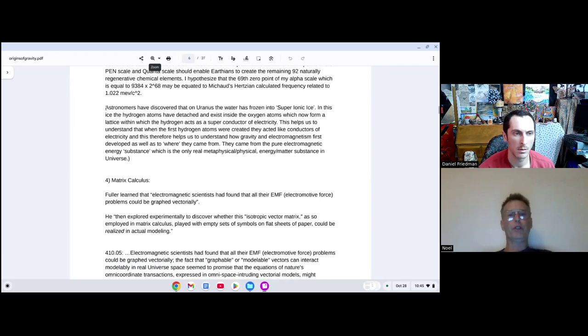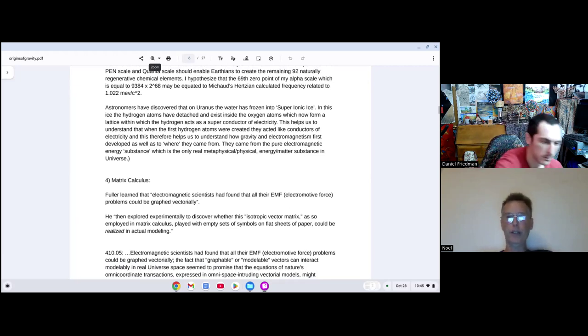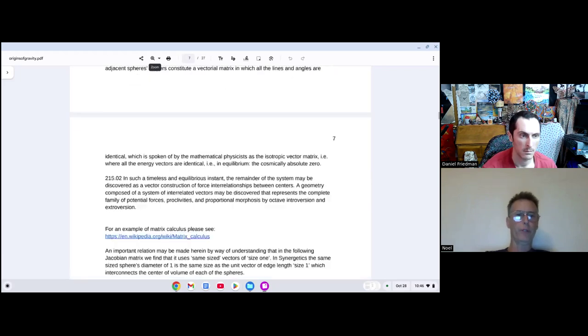So astronomers have discovered that on Uranus, the water is frozen into what's called super-ionic ice. In this ice, the hydrogen atoms have detached from the oxygen and they exist inside the oxygen atoms, which now form a lattice within which the hydrogen acts as a superconductor of electricity. This helps us understand when the first hydrogen atoms were created, they acted like conductors of electricity. And this therefore helps us to understand how gravity and electromagnetism first developed, as well as where they came from. They came from the pure electromagnetic energy substance, which is the only real metaphysical, physical energy matter substance in universe.